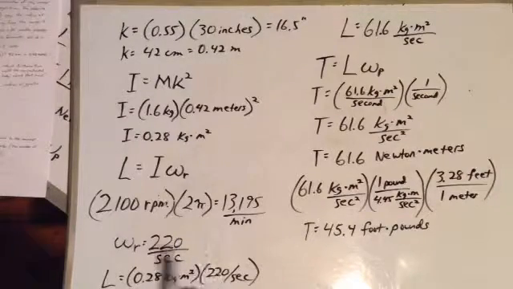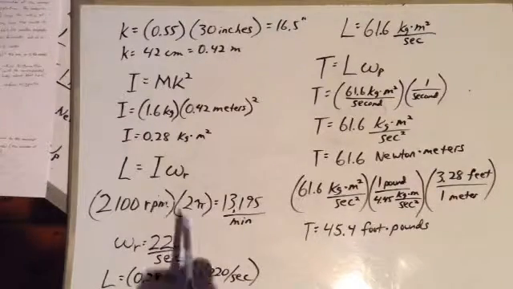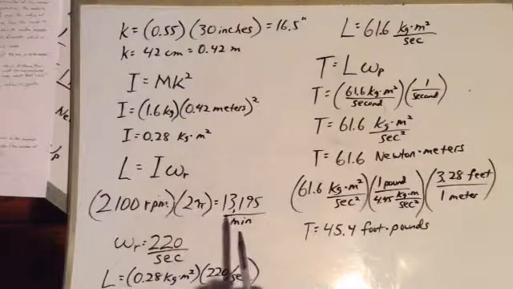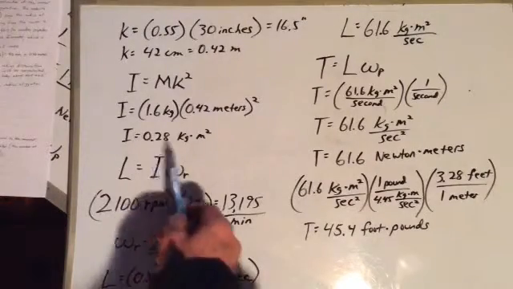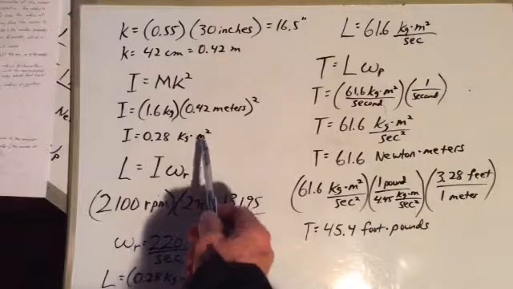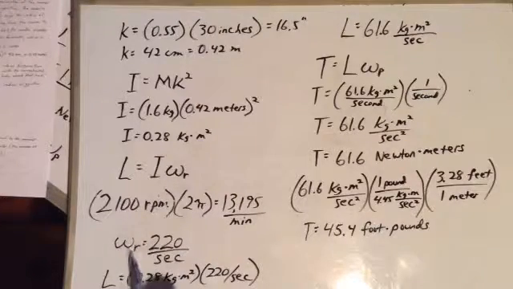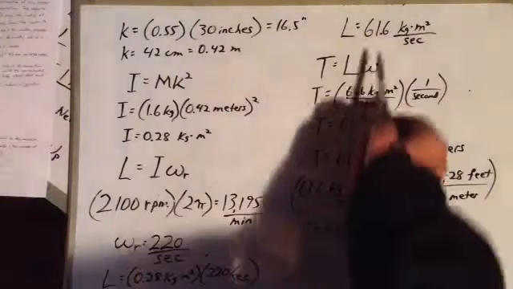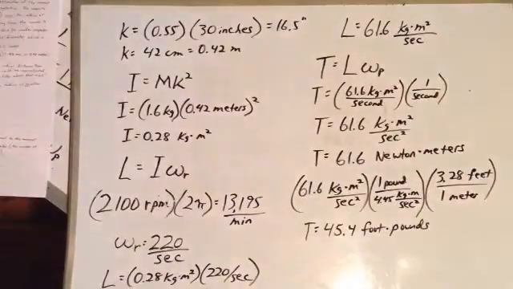Our moment of inertia was 0.28 kilogram meter squared. Our angular velocity is 220 per second, so 0.28 kilogram meter squared times 220 per second: 0.28 times 220 is going to be 61.6. We have kilogram meter squared per second.